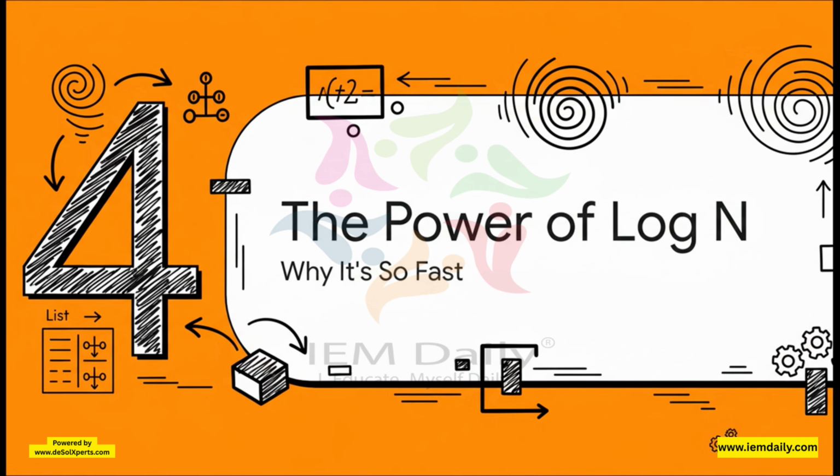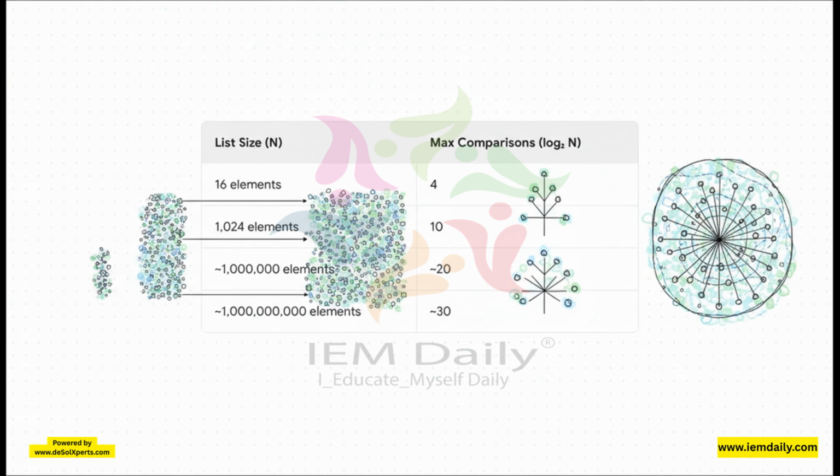So why do we care so much about this? Why is this algorithm such a big deal in computer science? Well, the answer is all about its speed. And trust me, it's mind-blowingly fast. Just take a look at these numbers. This is where it gets crazy. For 16 items, you need at most 4 guesses. Okay. For over 1,000 items, only 10 guesses. Now get this. For a list with 1 billion items, it would take you at most about 30 guesses. That's not just fast, that's almost unbelievable.